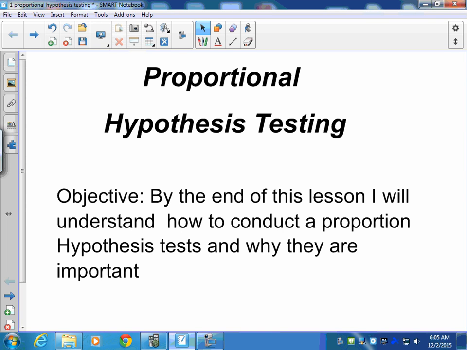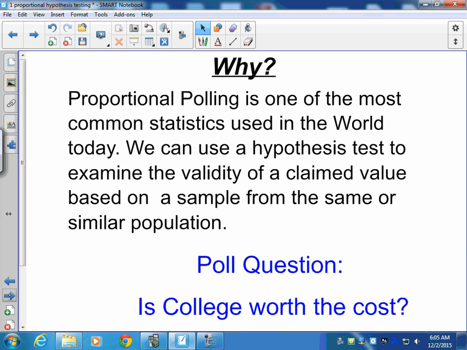Welcome to today's lesson on proportional hypothesis testing. Our objective for today: by the end of this lesson, I'll be able to understand how to conduct a proportional hypothesis test and why they are important overall.